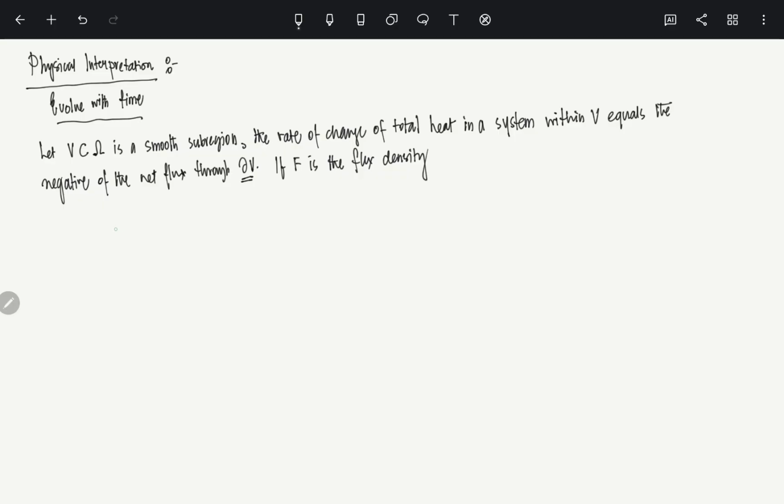then d/dt of the integral over V of u dx. Okay, why is this true? See, the integral of u over V is what? It is nothing but the amount of total heat in the system. Is it okay? Yes. So you can think of u as the temperature at some point in the system V. Clear? Okay, so the integral over V is how much heat is there, and then the time derivative of that is essentially the rate of change with respect to time within V. Now that equals the negative of the net flux. So flux density is F, so it is the integral of F dot gamma dS. That is basically the net flux through the boundary del V. Is it okay? Yeah. Okay.